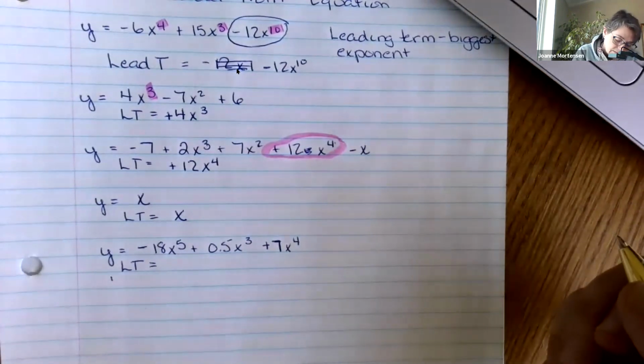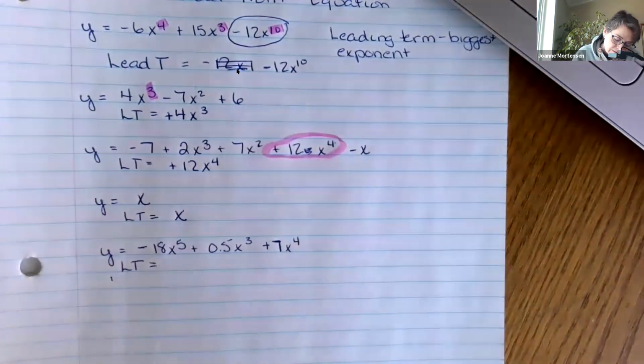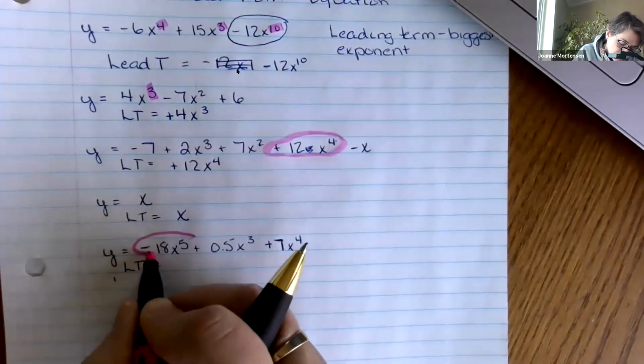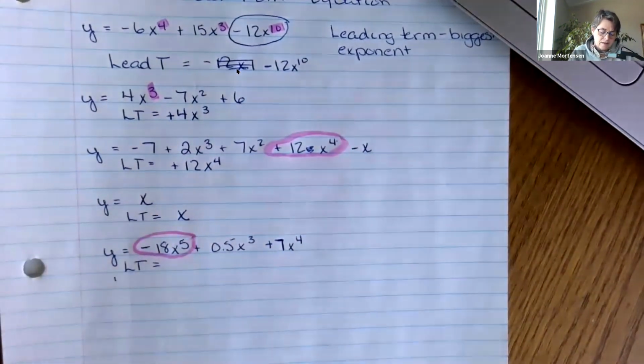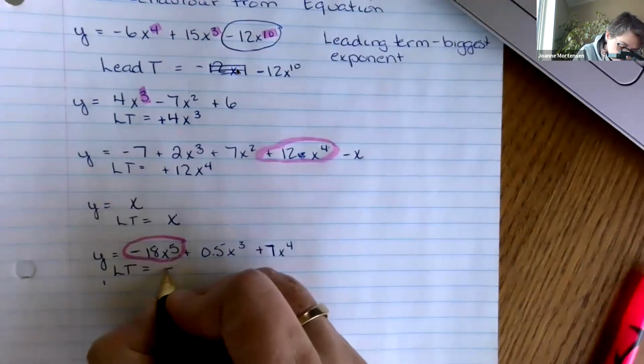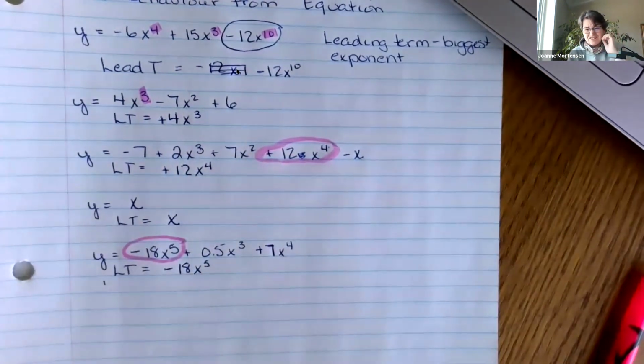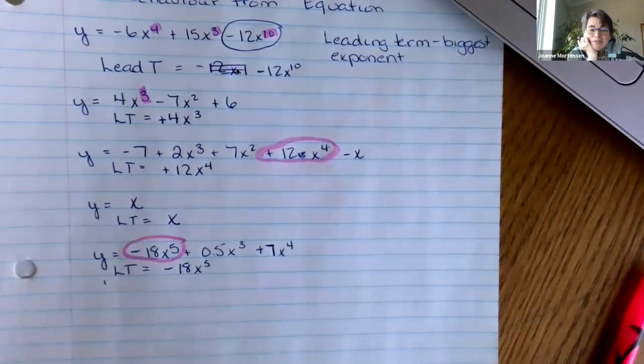And our last one, I got exponents of 5, 3, and 4. There we go. I guess in truth, I was just thinking as I'm doing this video, you really don't need to write them out. You just need to circle it.